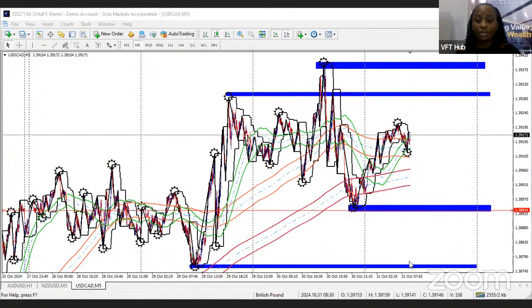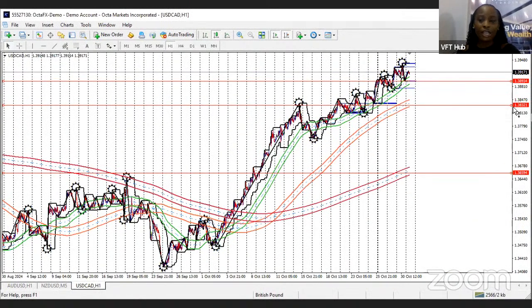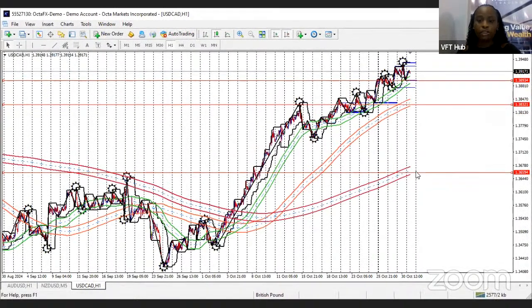And if price breaks below all of these zones, where is USD CAD selling into? USD CAD is going to sell all the way down here. First take profit on the higher time frame will be 1.38321, and then our second take profit to be down here. So on USD CAD, I'm seeing entries for sell. My bias is also to the downside.